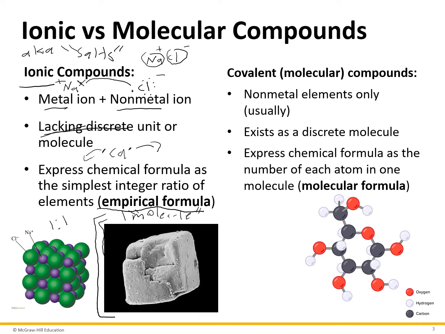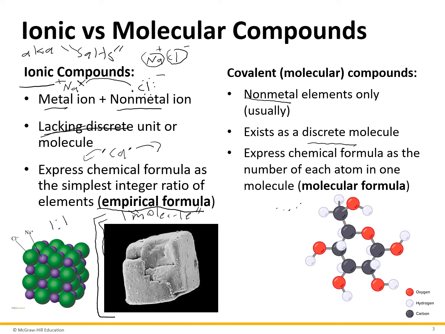Covalent compounds, this is probably what you really think of when you think of molecular formulas. So to rehash, covalent compounds, that's usually comprised of only non-metal elements, okay? So like in this molecule over here, it's going to be carbons, hydrogens, and oxygens. These are all non-metals, and this exists as a discrete molecule, okay?